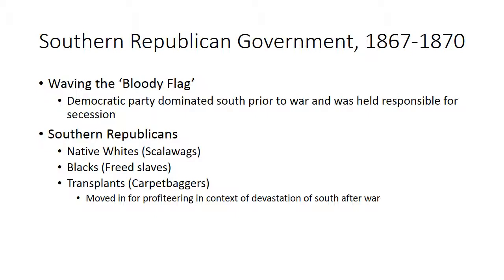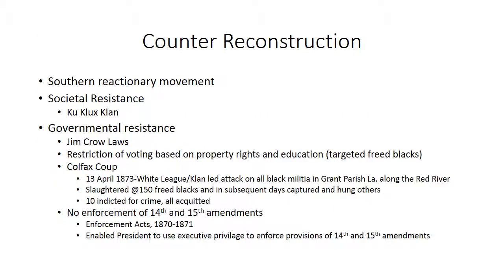Okay? Now, Southern Republicans, you see they're divided into basically 3 categories. First is the native Southerners who existed prior to the Civil War, who were with the Republican Party. These are referred to as scalawags. You have the freed slaves. And then you have the carpetbaggers, which came down from the north to essentially profiteer on the destruction of the South. When they reconstructed the South and rebuilt the South, the carpetbaggers were entrepreneurs who came down and exploited that for profit.